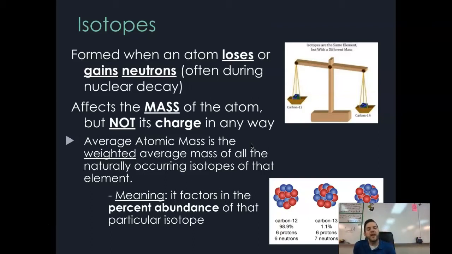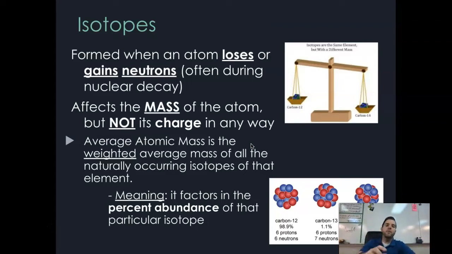So isotopes are formed when atoms lose or gain neutrons. That often is gonna happen during nuclear decay. We're gonna do nuclear decay later in the year, but during nuclear decay, or where nuclear radiation comes from, usually that involves the loss or gaining of neutrons. It is gonna affect the mass. We've said protons and neutrons have mass, electrons do not. So while you can change electrons and change the charge, only changing neutrons is going to change the mass, because if we change protons, it's a totally different element, and that just complicates things.